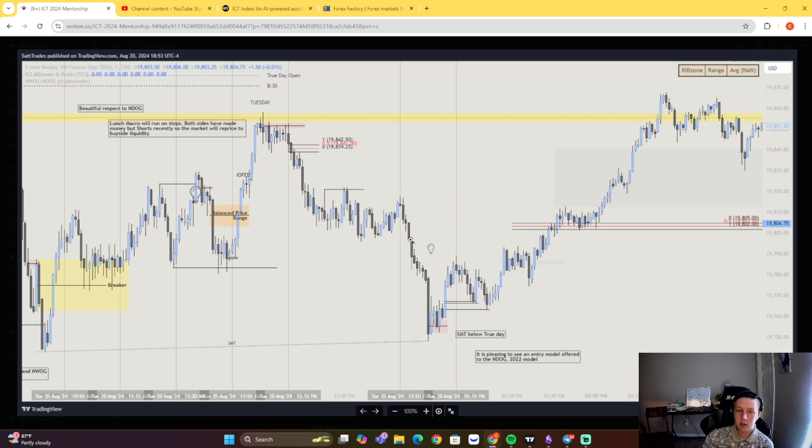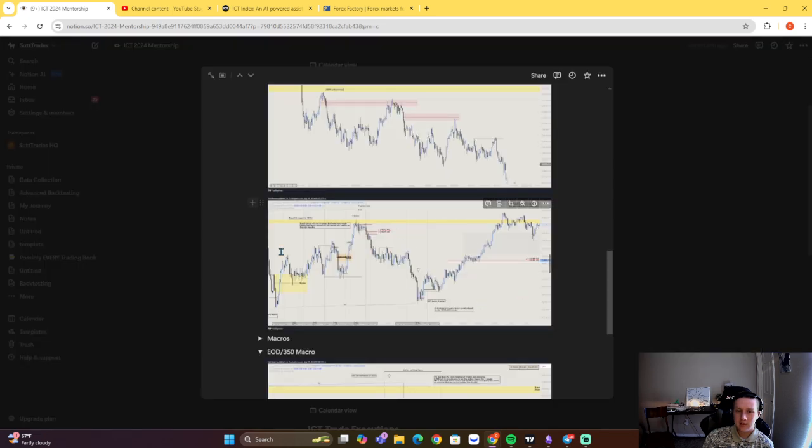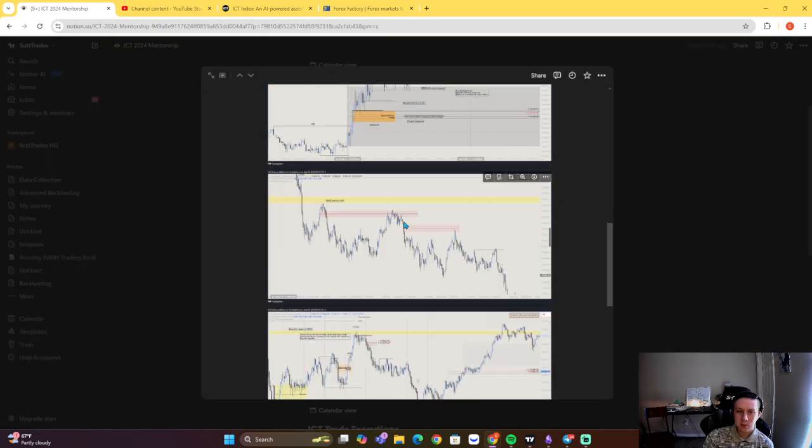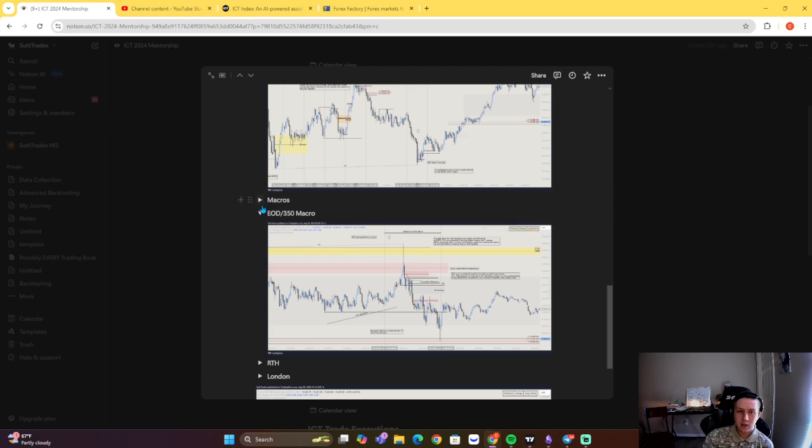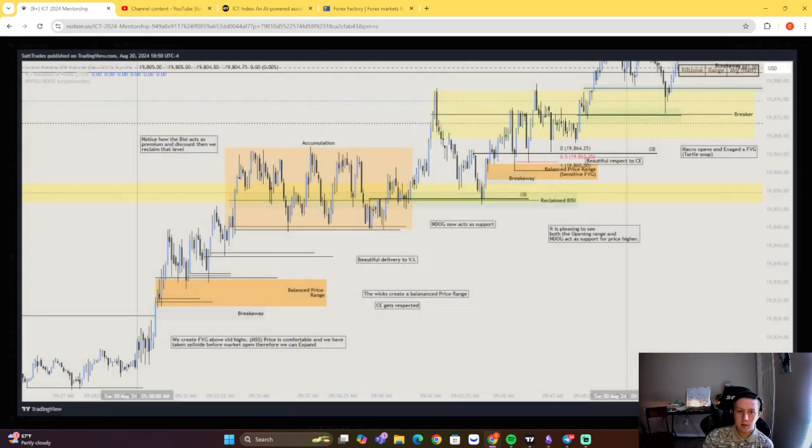It doesn't really look like it. It's not the cleanest in the world, but technically this is a swing high here. Market structure shift, fair value gap right there. Boom, and then we see buy side. Not the cleanest price action. Not the most beautiful to look at, but it's still there. Here we have a macro.